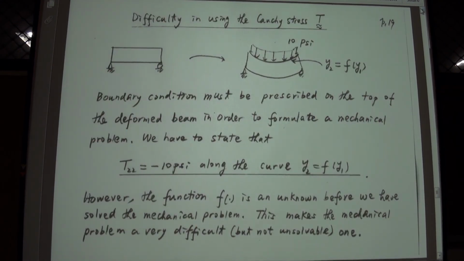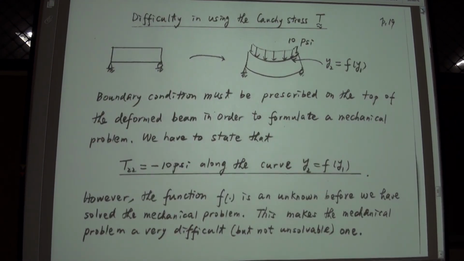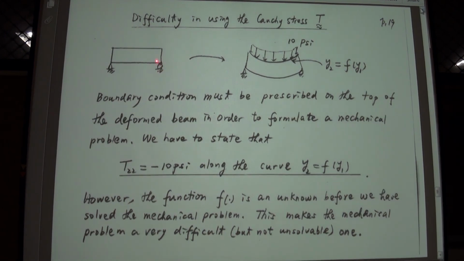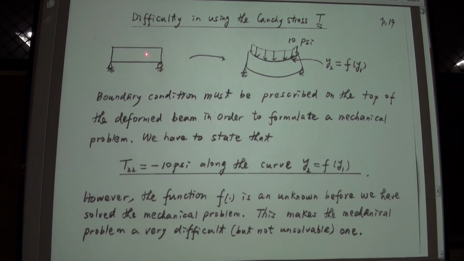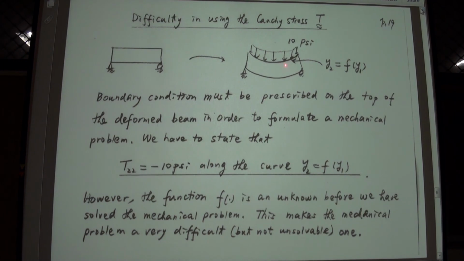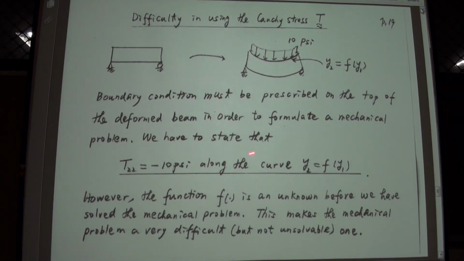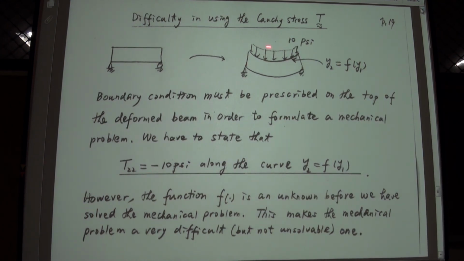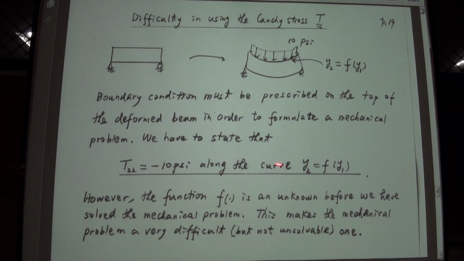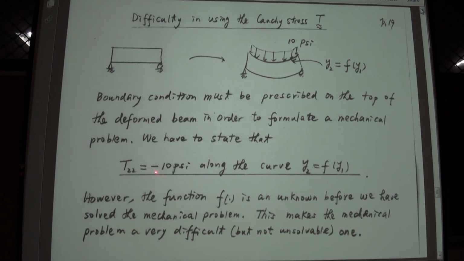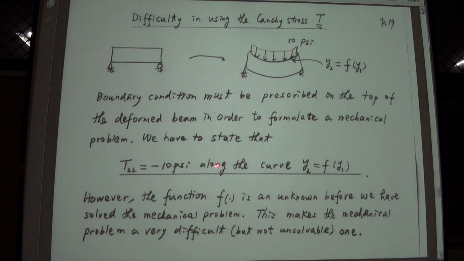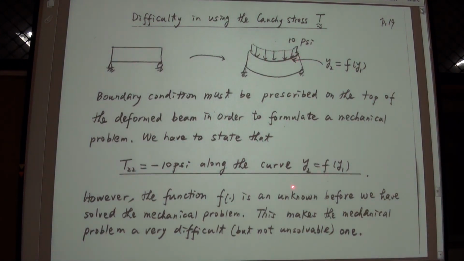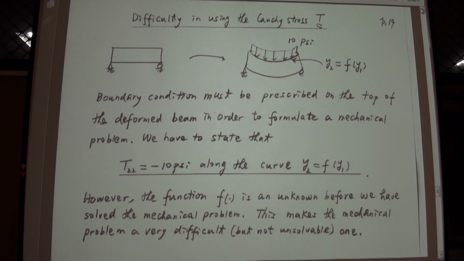And let me talk about one more point I have mentioned in the class before. We have a beam deformed into here. Now the boundary is an unknown, right? And you need to assign the traction here along the unknown boundary, right? T22 equal to minus 10 psi along the curve, but this curve is an unknown, okay?